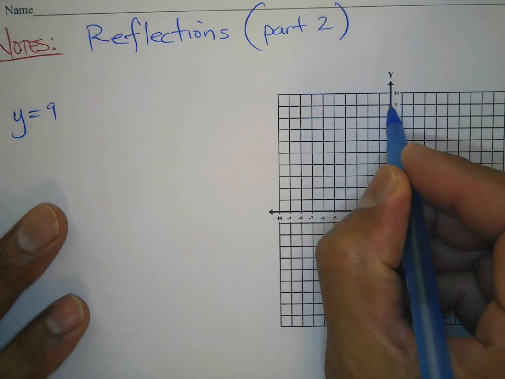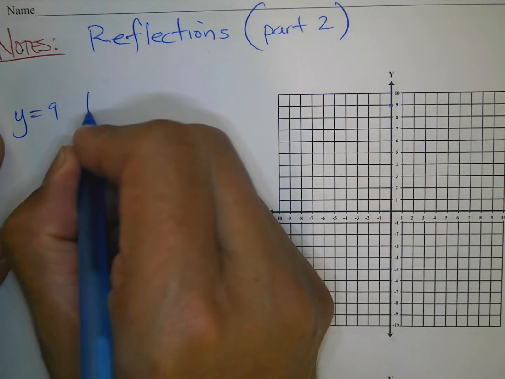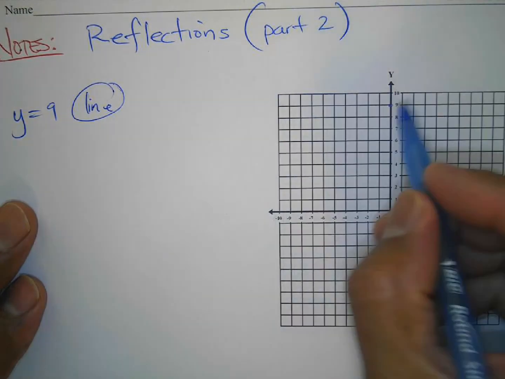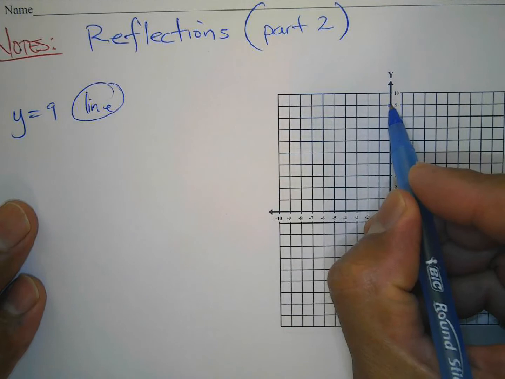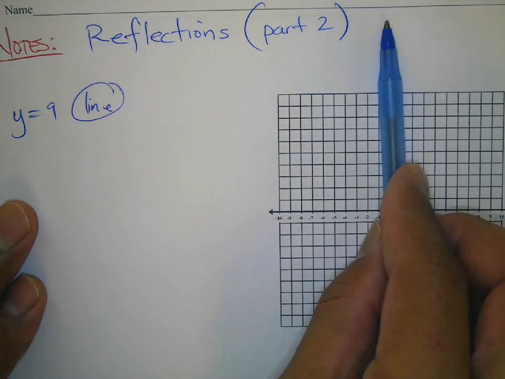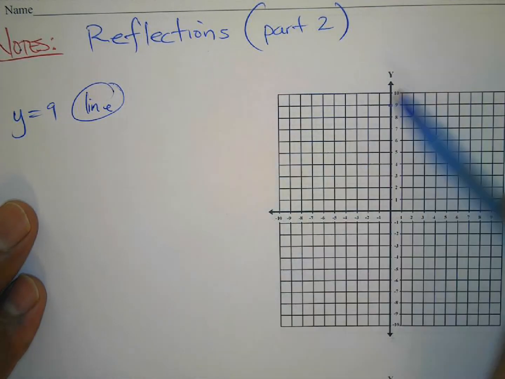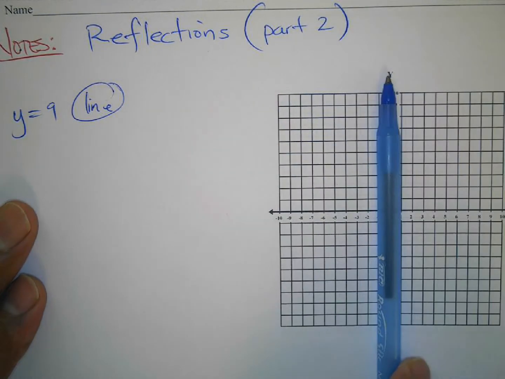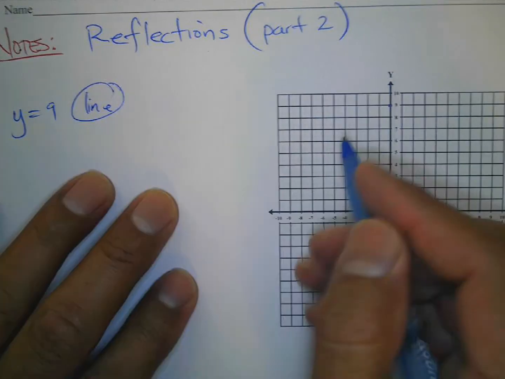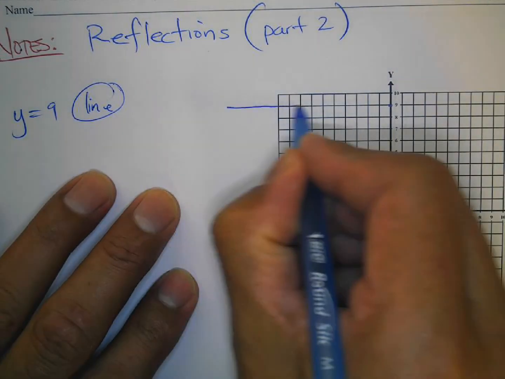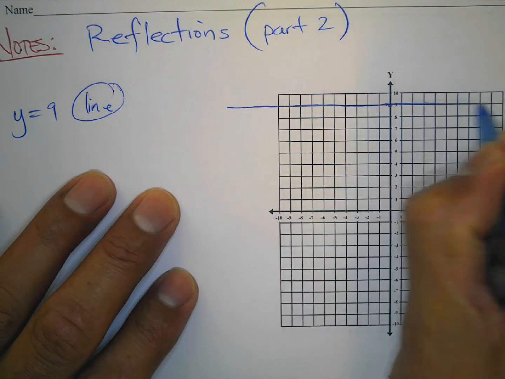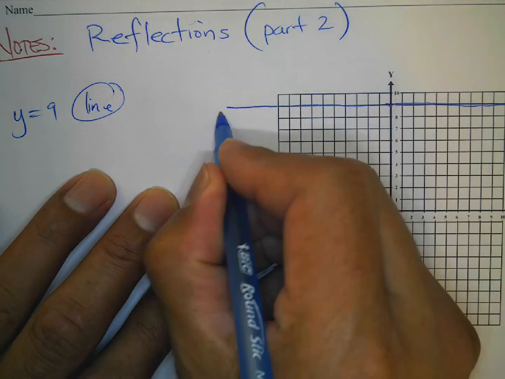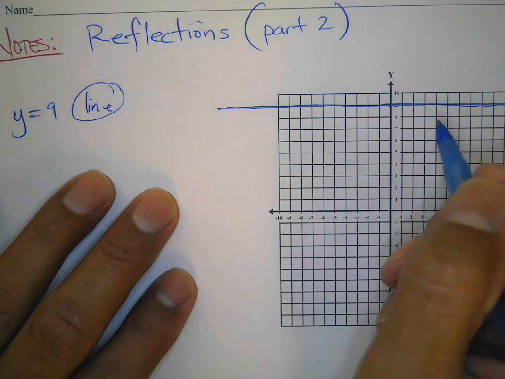Okay, but it's not a point. This is an equation of a line. This is a line. Now it cannot be a line that goes through 9 like the y-axis, because actually wouldn't it be going through all the numbers? So it's not going to run like the y-axis. It's going to be this line. It's going to be a horizontal line. This is the equation of the line y equals 9.